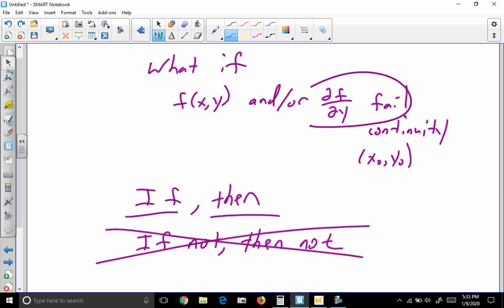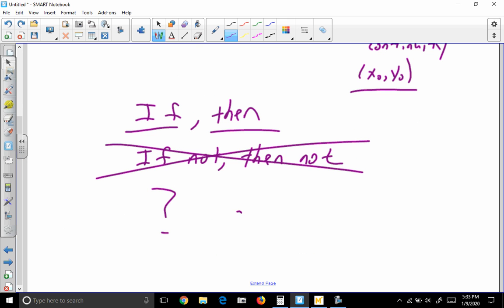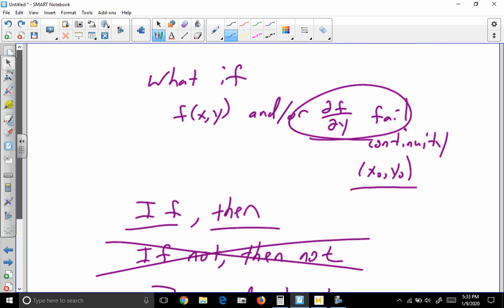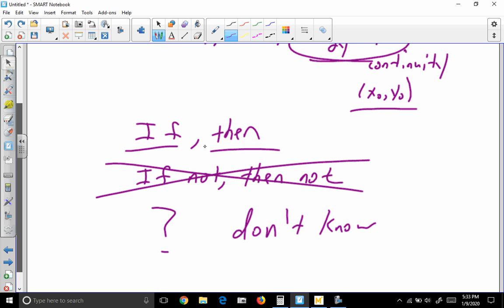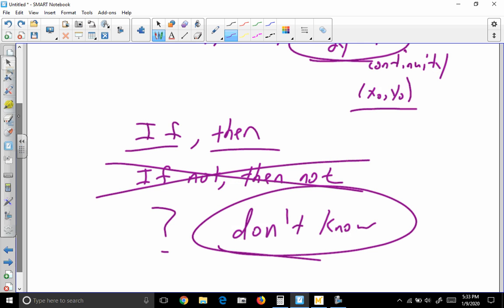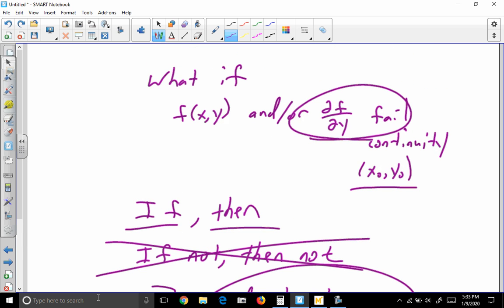So it failed that the partial of f with respect to y was continuous at our initial condition. So what does that mean? It means we don't know if there's going to be a solution. And if there is a solution, we don't know if it's unique. So if it passes the test, then there is a solution and it is unique. But if it fails the test, we don't know. There could be multiple solutions, or there could be no solutions. So we would just have to progress and see what we could find out.